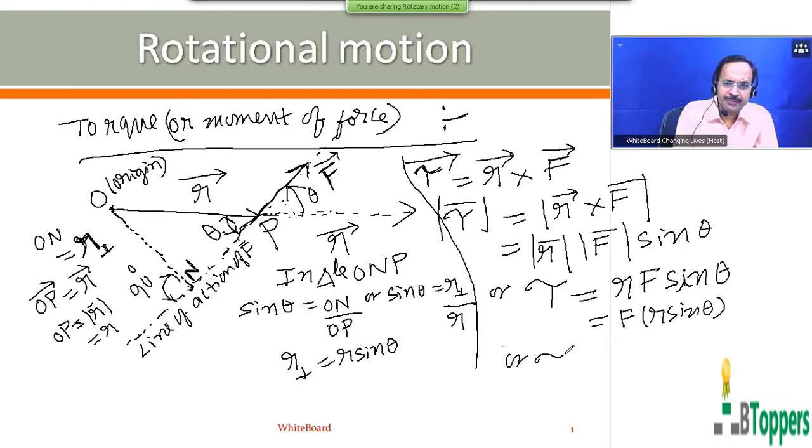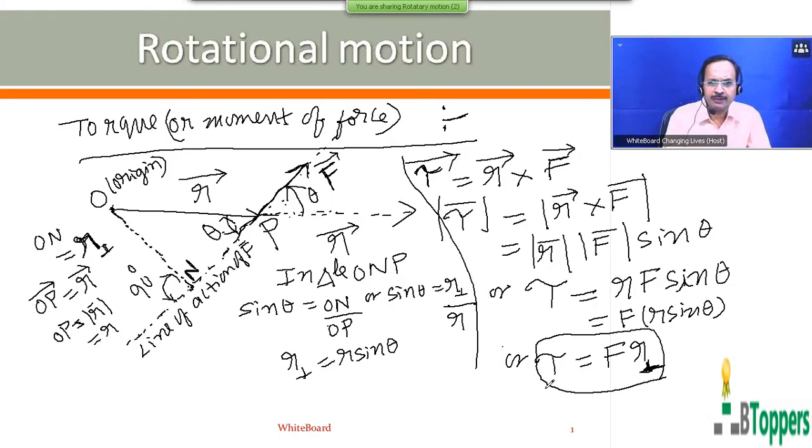Or you can write it as F into R perpendicular. So R perpendicular represents the perpendicular distance between the line of action of the force and the origin O. So the magnitude of the torque or moment of the force with respect to fixed origin O can be written as the product of the magnitude of the force and the perpendicular distance between the line of action of the force and the origin O.